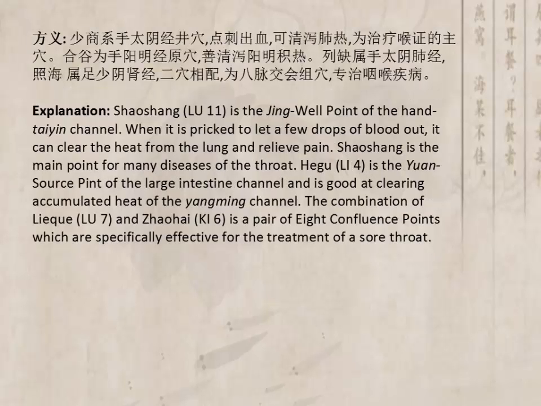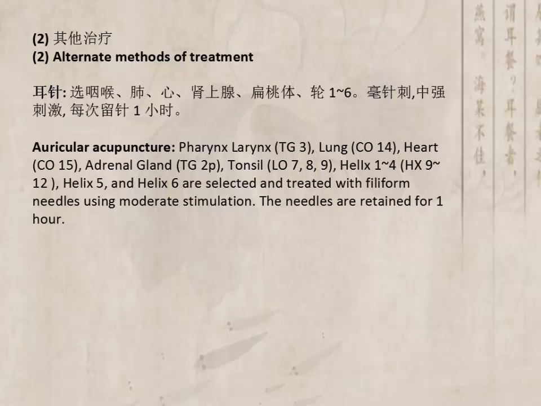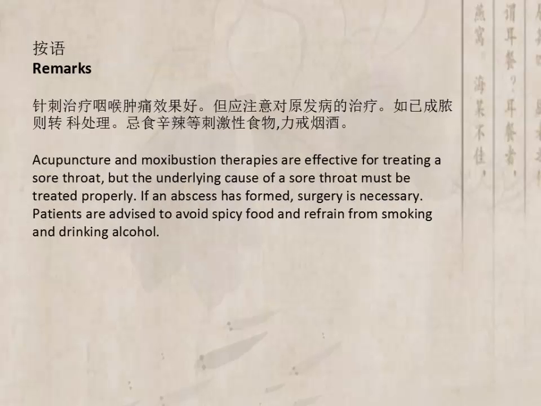I feel like I missed something here. Okay, here. So the auricular acupuncture, you know, larynx, lung, heart, adrenal, tonsil. I would add, if it's wind heat, we may bleed the ear apex. If there's fever, it clears heat from the exterior. Okay.